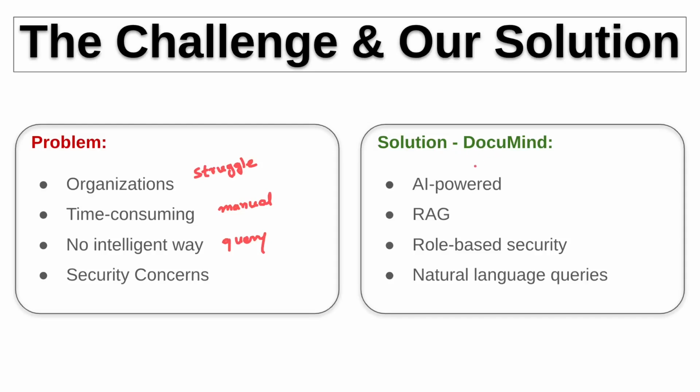Here our solution is AI-powered question answering, then instant information retrieval using RAG, and role-based security. There will be 3 roles: admin, then staff, and end user. And for queries, we will use natural language queries to retrieve the exact information from the documents.